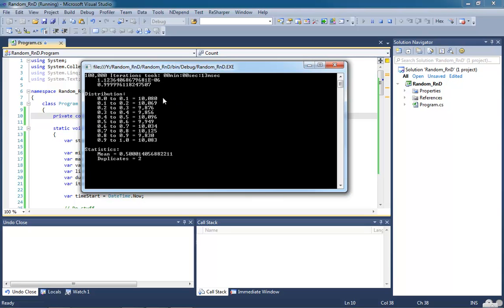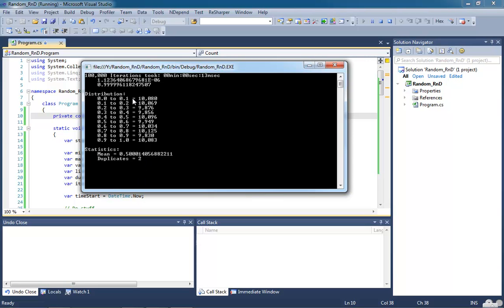Now, the one thing that I don't know here is the size of the period of the sequence of numbers. I don't know how many numbers it can generate before it starts repeating. Where the entire sequence of numbers repeats over again. Right. But if you look at our duplicates, we've got 2 duplicates. That's not too bad at 100,000 iterations.